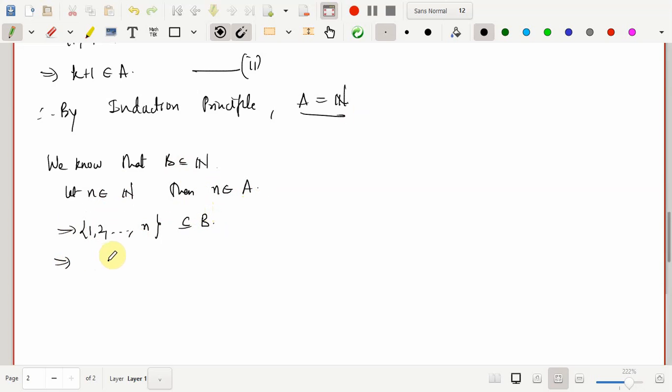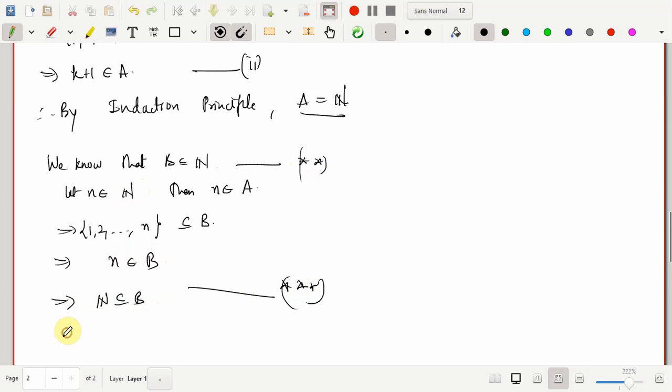So I'll call this double star, and I'll call this triple star. So from this and this I can conclude that B is equal to N. So in this way we prove that the induction principle implies the strong induction principle, and now in the second step we will show that the strong induction principle implies the well ordering property.